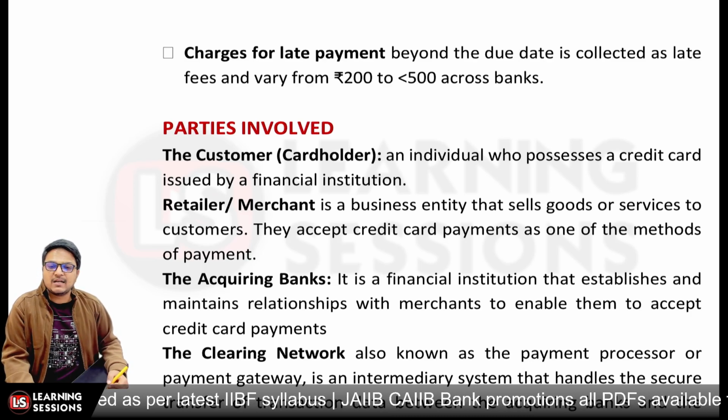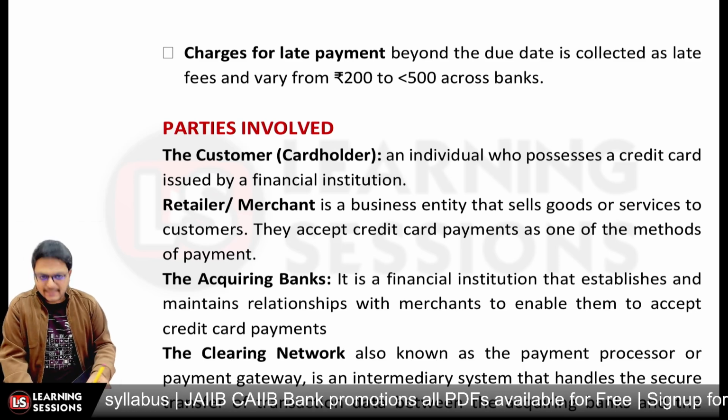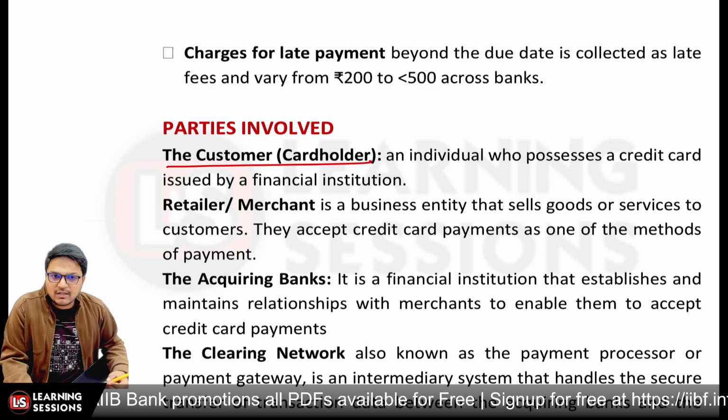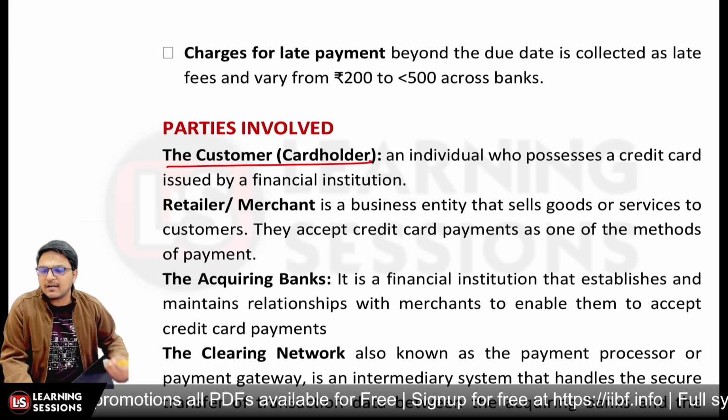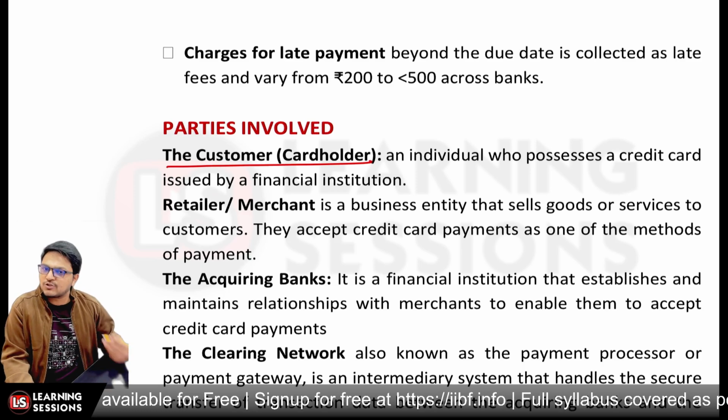Now let's understand the different types of parties which are involved. First of all, it's the consumer, that is a customer, that is a card holder, who has the credit card with him, who is actually allotted a credit card by the credit card company or by a financial institution, which has a credit limit associated with it.